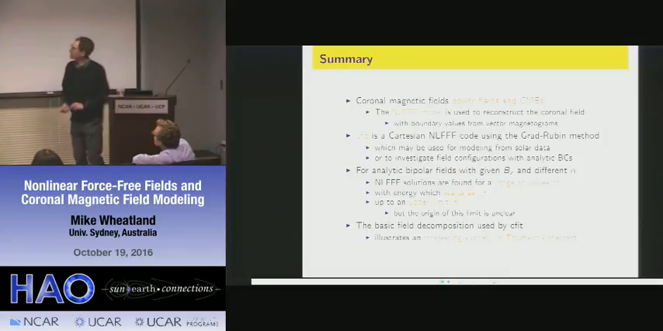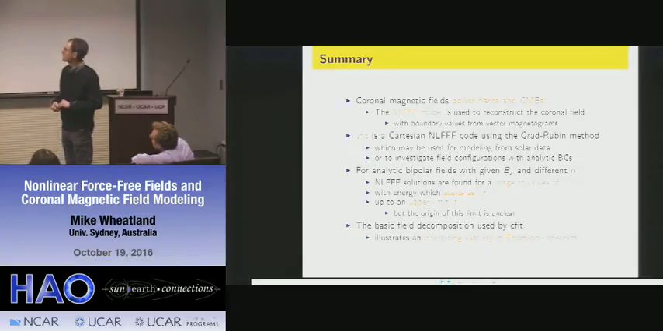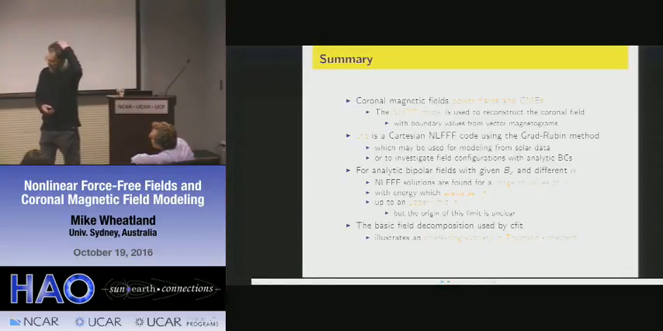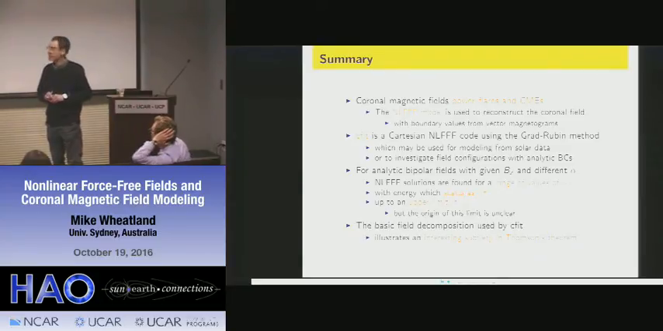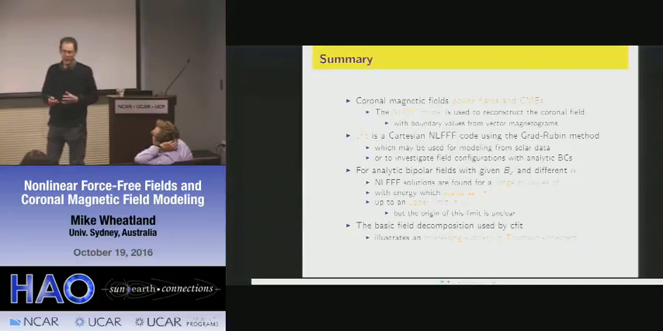All right, so what I've done here is a little summary of nonlinear force-free fields and their use for modelling coronal magnetic fields, although I've focused on aspects of the model, really. This model is used to reconstruct the coronal field with values from vector magnetograms. I introduced this code, CFID, this Cartesian nonlinear force-free code that uses the Grad-Rubin method. And it can be used for modelling solar data. I haven't really talked about that. I've talked about the application to analytic boundary conditions and investigating some properties of solutions.